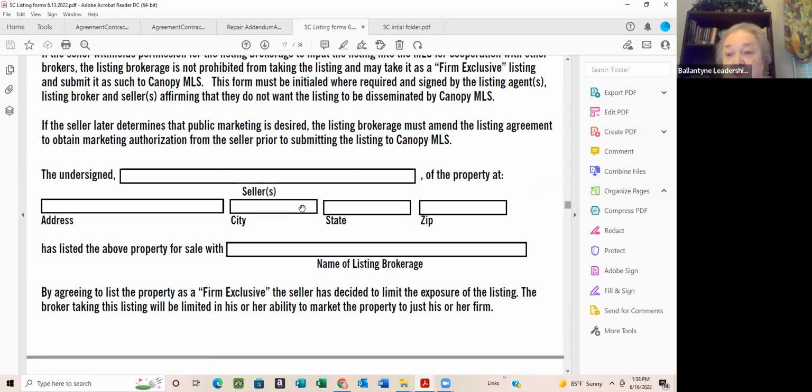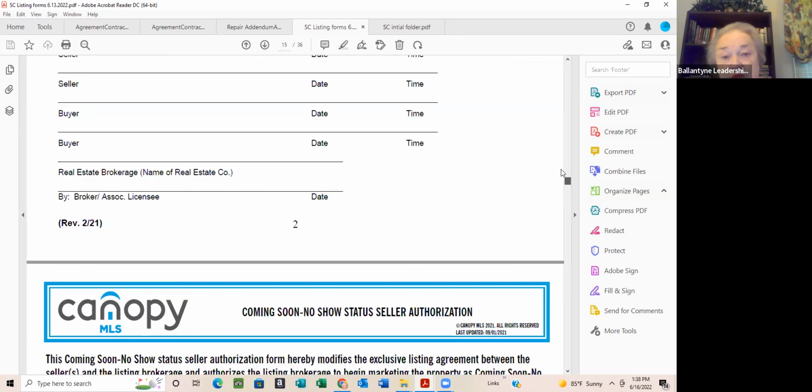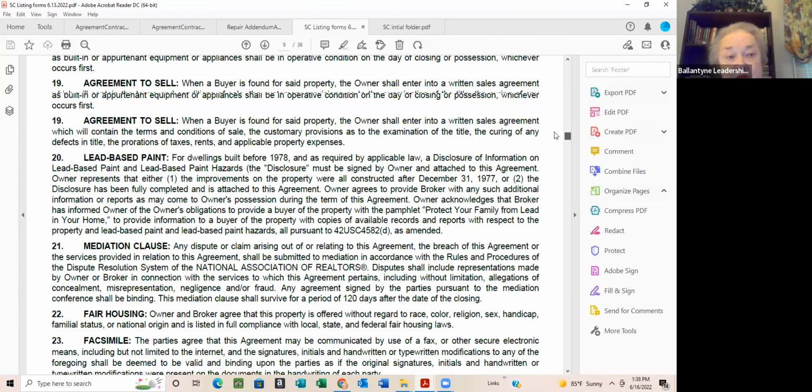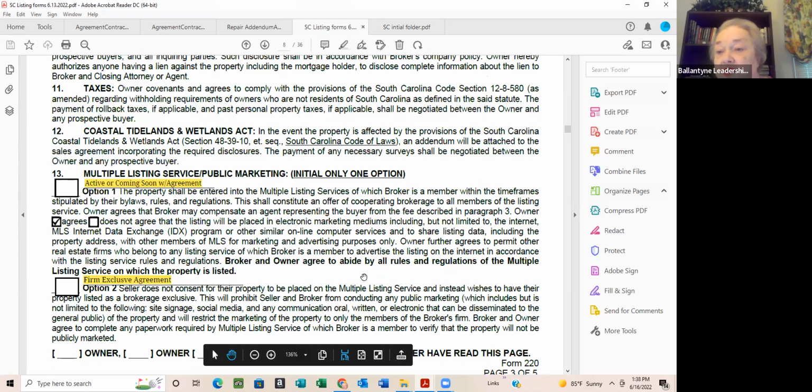Okay, so those are the two forms that you are option 1 and option 2 back in our listing agreement, number 10 under listing agreement. Those are the two forms that you would use on this particular thing here.